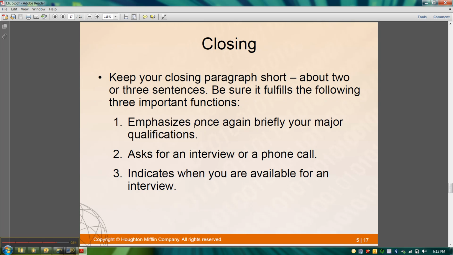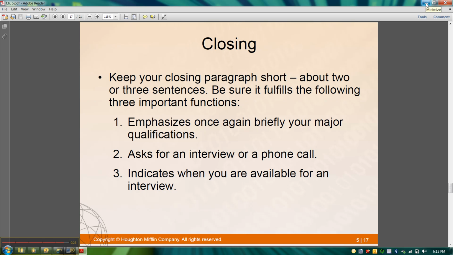Number 1, emphasize again your major qualification. Tell them why you're the perfect one for the job. Number 2, ask for the interview. Go ahead and be bold enough to say that you want the interview, and then also indicate when you're available for that interview. And then number 4, which should be on here and it's not. Number 4 is you should always thank your reader for reading your letter. Thank the reader for looking at you as a candidate for the position. It never hurts to thank somebody. So these are the important things to do in the application letter.